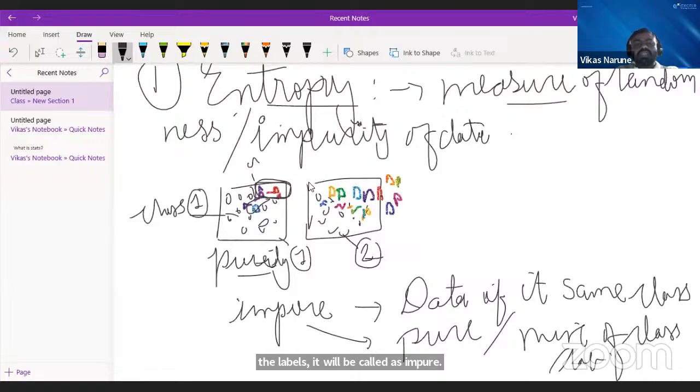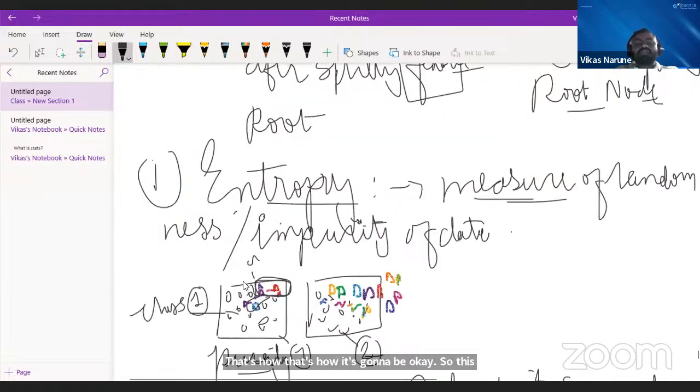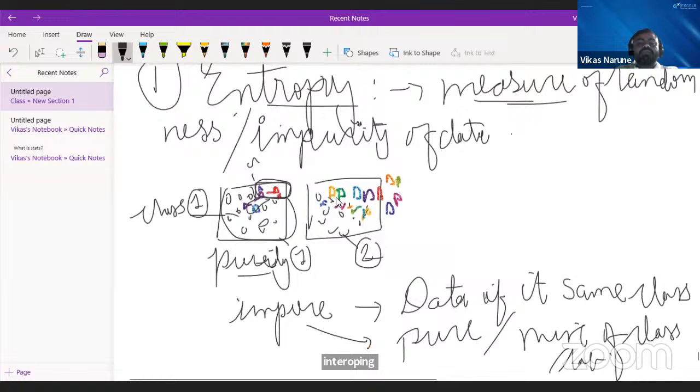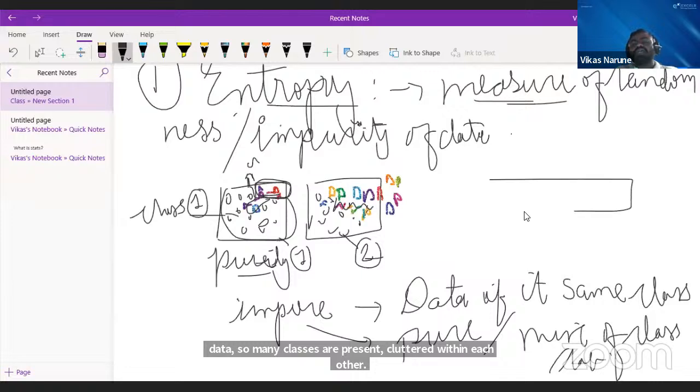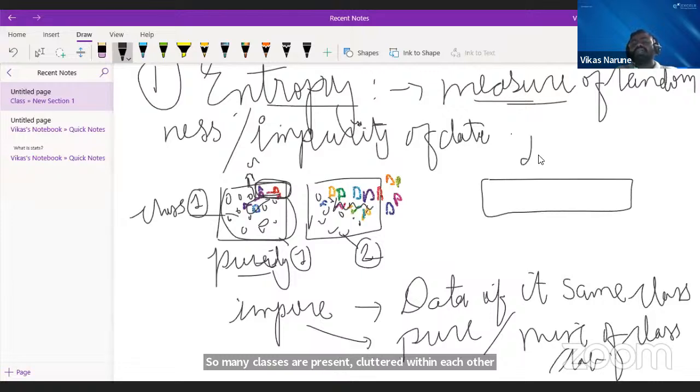So entropy measures the randomness. This one is not random, but this one is very random data. So many classes are present cluttered within each other, whereas the first one has very pure data. But try to understand, guys, this is decided by density actually.